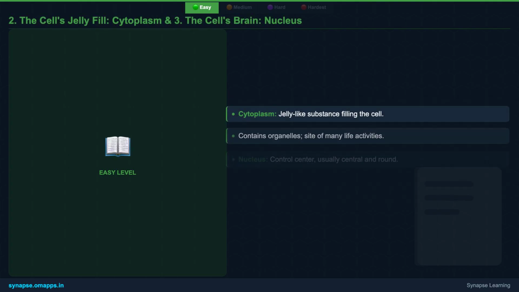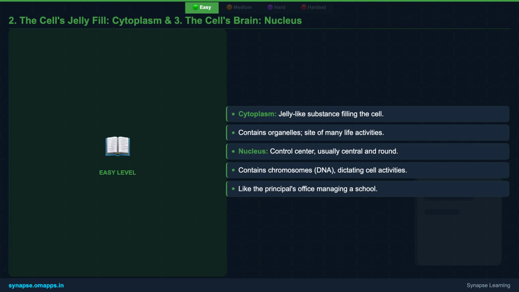Moving inwards, we find the cytoplasm, a jelly-like substance that fills the cell and holds all the tiny cell parts, called organelles, in place. This is where a lot of the cell's daily work gets done, from breaking down food to building new molecules. And then, there's the nucleus, often called the cell's brain.